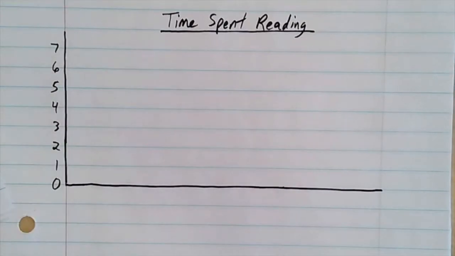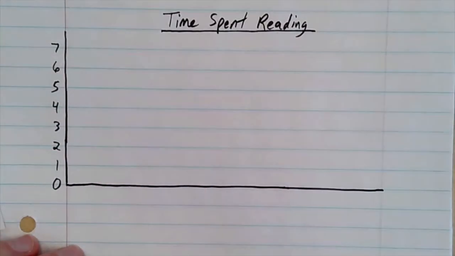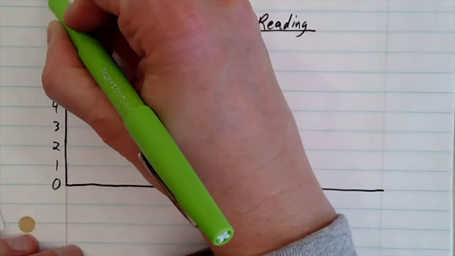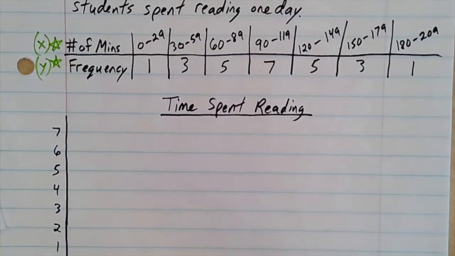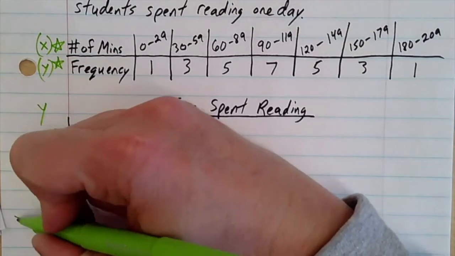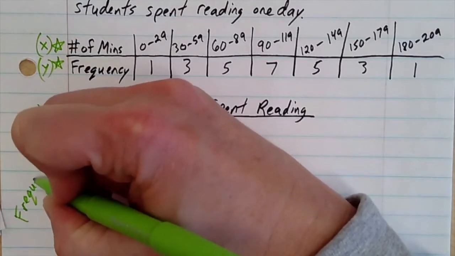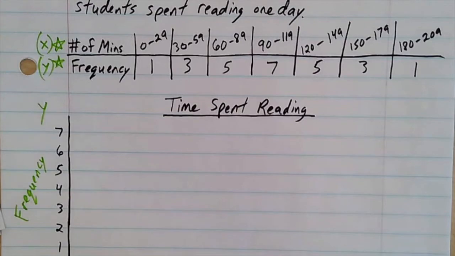So what you kind of learn here is the number of minutes, that's your X, and then your frequency is going to be your Y. So you need to label your number of minutes, X, and your frequency, Y. This is your Y-axis over here, so this one will be labeled frequency. And what does frequency mean? Like how often that's happening, how often it's occurring.